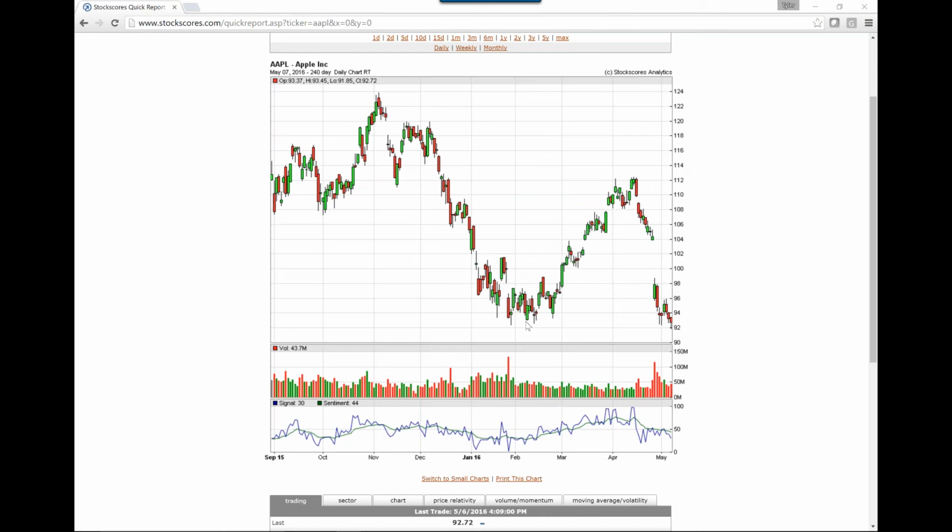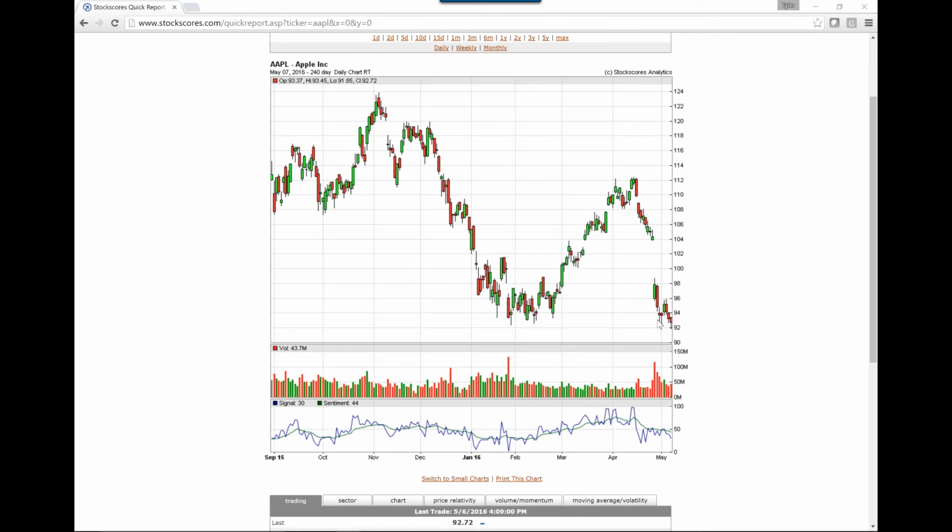There we go. There was support right in there at 92. So I bought Apple last Friday. I bought a little bit and then I added to it on Monday. And I added, I think, a bit more on Tuesday. And then I sold it all Wednesday morning on the open actually. So, you know, I was buying it around 93.50 or so.